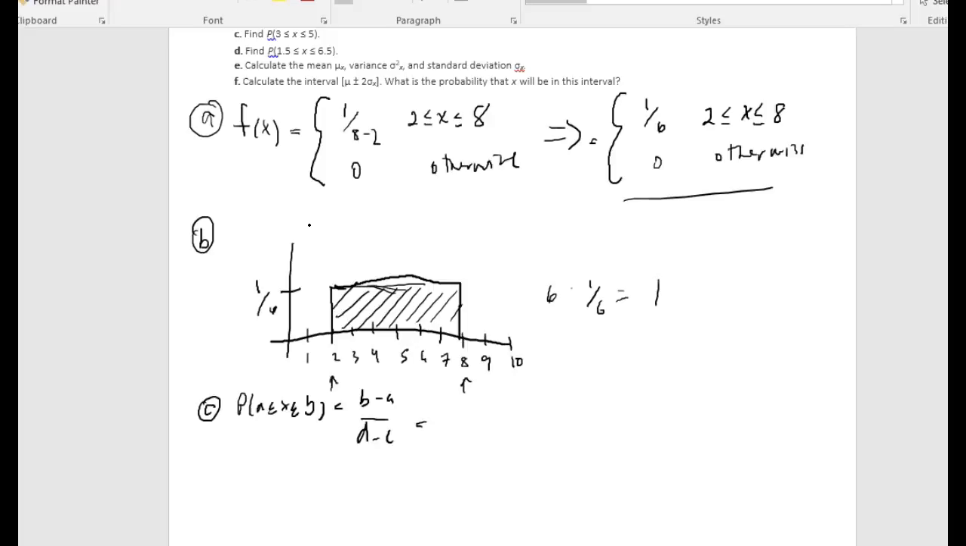And that implies, because it's asking us for 3 to 5, so 3 is less than x is less than 5, this is just going to be 5 minus 3 over 8 minus 2, which is 2 over 6, or 1/3, or probability-wise, it's 0.333 repeating.